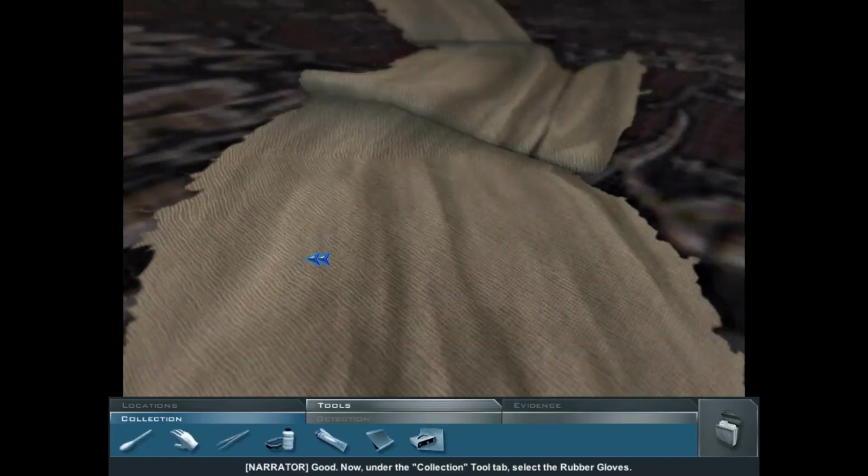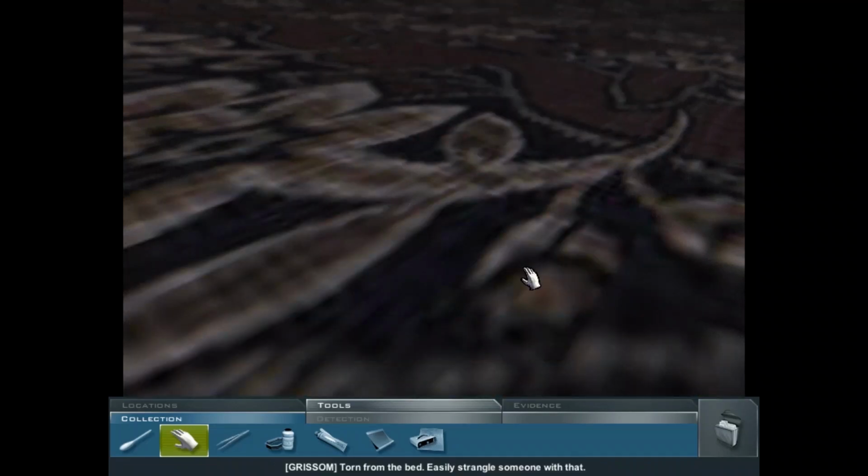Good. Now under the Collection Tool tab, select the rubber gloves. Use the gloves to pick up the torn sheet by clicking on it. Torn from the bed? Easily strangle someone with that. This could very well be our murder weapon.